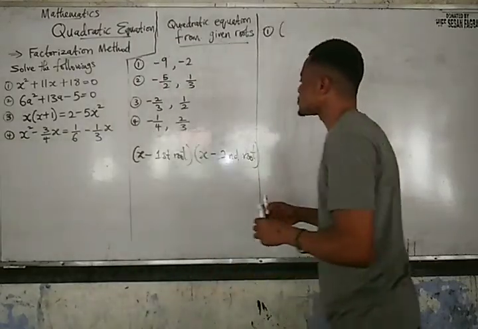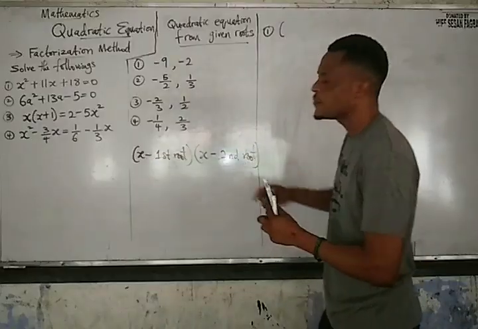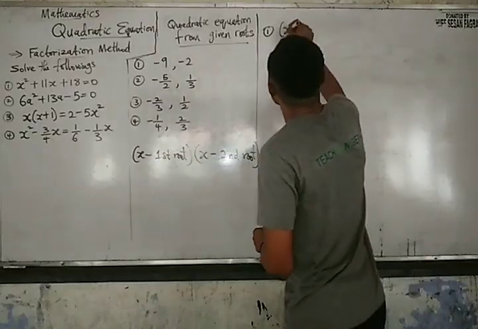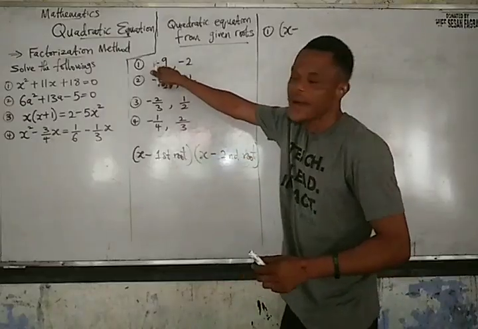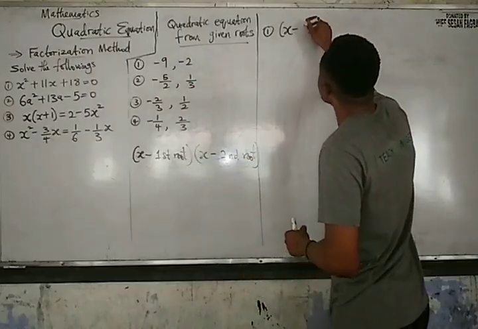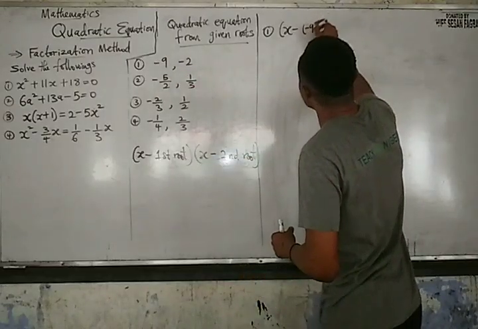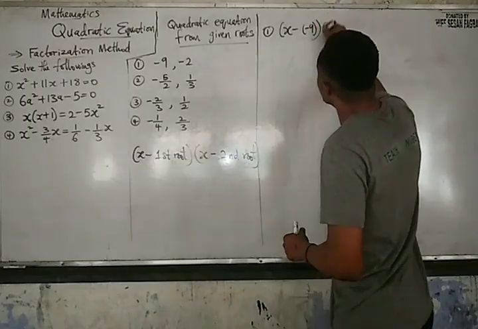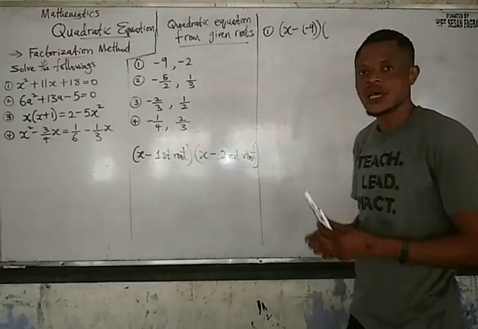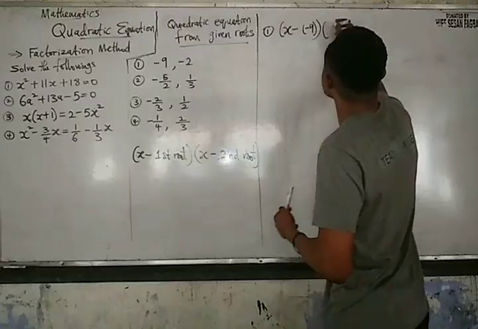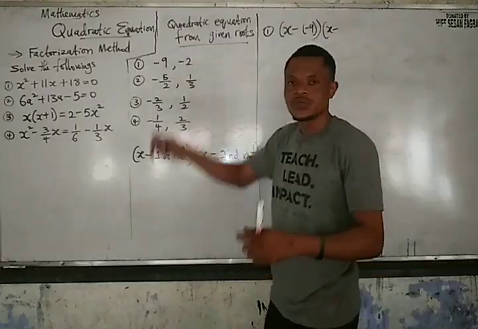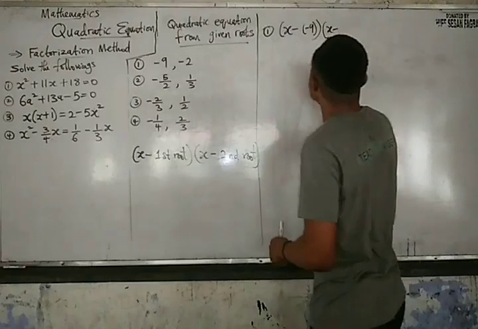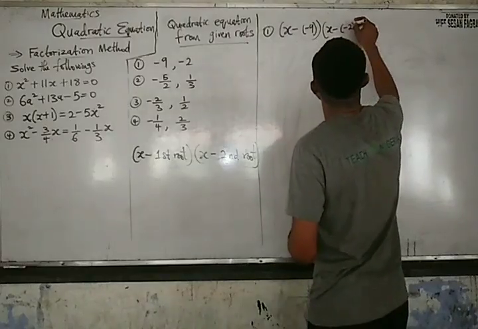Open bracket, x multiplied by the first root. What is the first root? Minus 9. So we have a minus 9 as the first root. Opening the bracket again for the second one, x minus the second root. What is the second root? Minus 2. So we have minus 2 here.